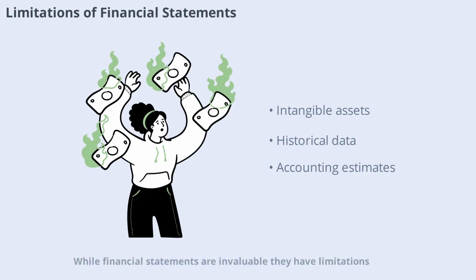While financial statements are invaluable, they have limitations. They may not capture intangible assets, market conditions, or future risks. Accounting policies and estimates can affect accuracy and comparability. Financial statements provide historical data which may not reflect current realities. It's important to supplement analysis with other information such as industry trends and management commentary for a complete picture of the business.